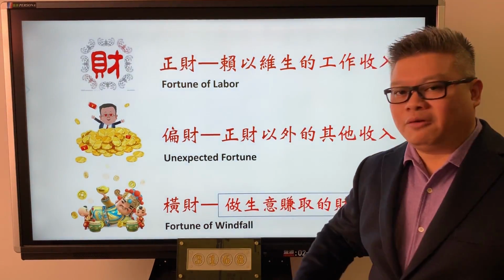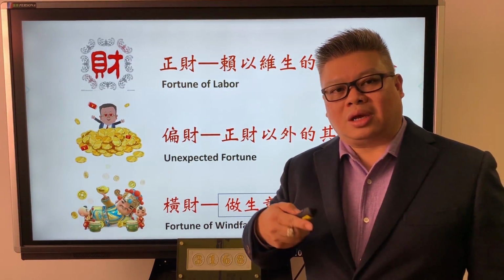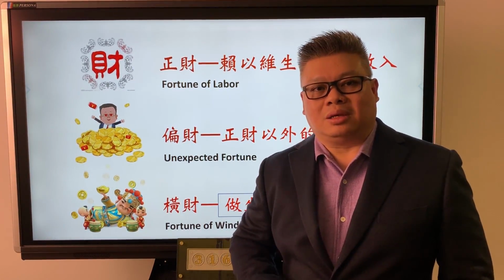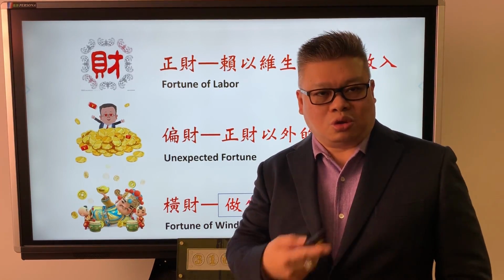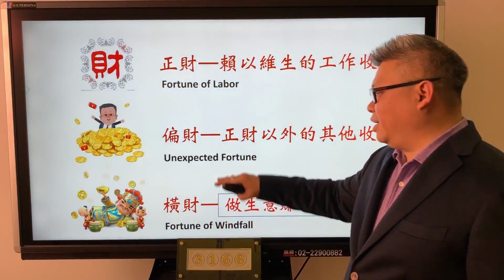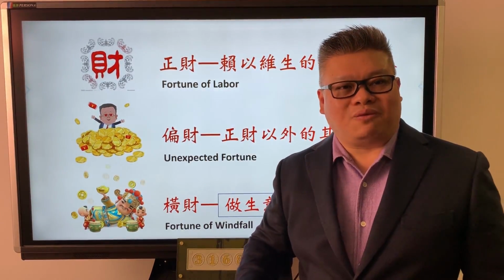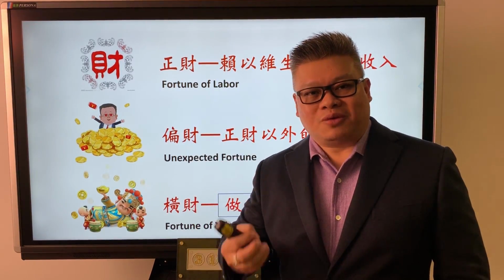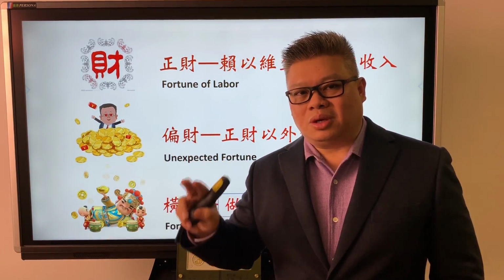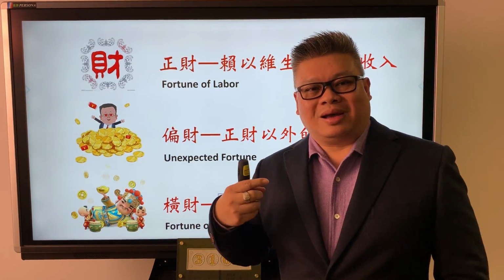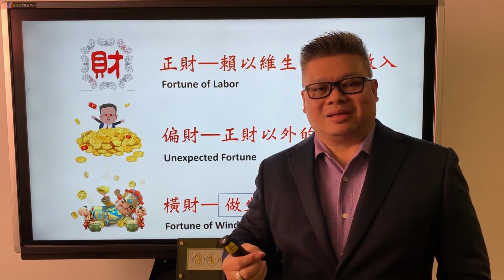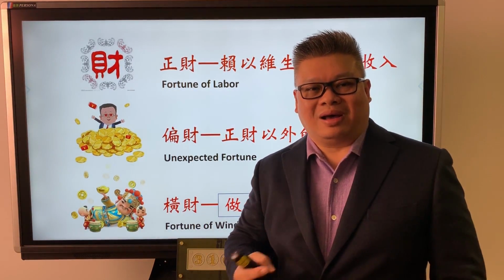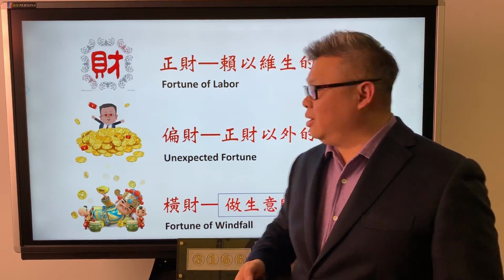So there are 3 types of wealth that each and every individual can have the ability to earn, but it's your choice. I do not recommend the middle one, which is an unexpected fortune, because it is not for everyone. There's only a specific type of individual with a specific what we call numbers, or in Chinese term 八字, that can actually constantly harness this so-called unexpected fortune. So it is not for everyone.